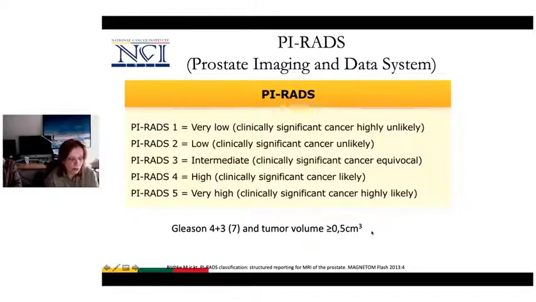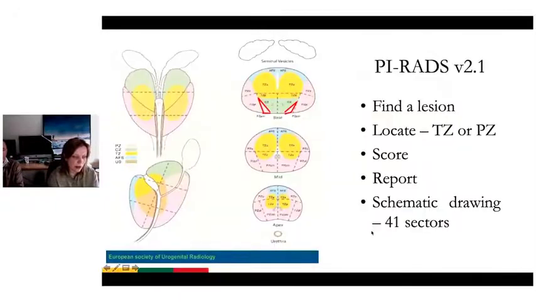Of course, in one prostate, we can have several lesions, and each of them can be of different importance. All the lesions should be measured on the map, on the sectoral map. And of course, we first have to find a lesion, then locate in which zone it is, transition or peripheral zone. Then we score it, report it, and schematically show it on these schematic images.